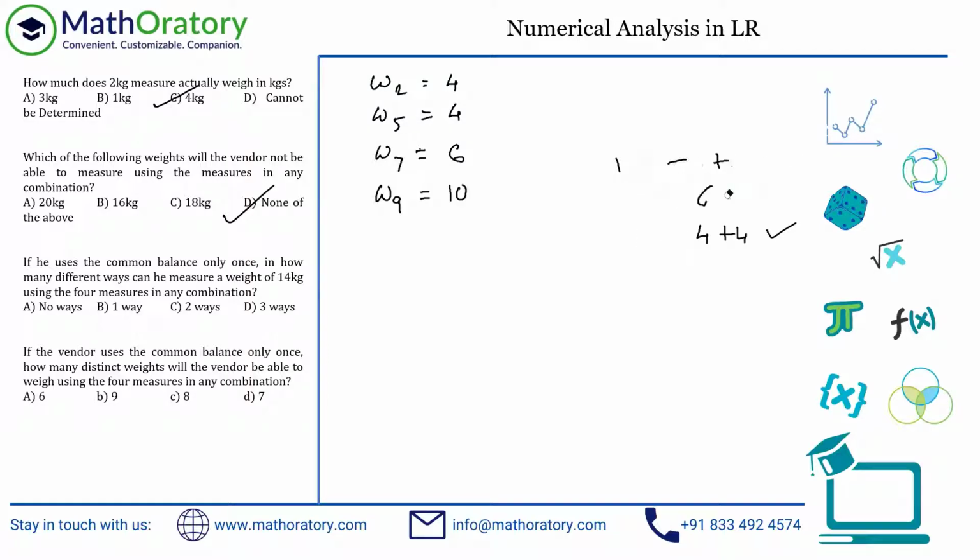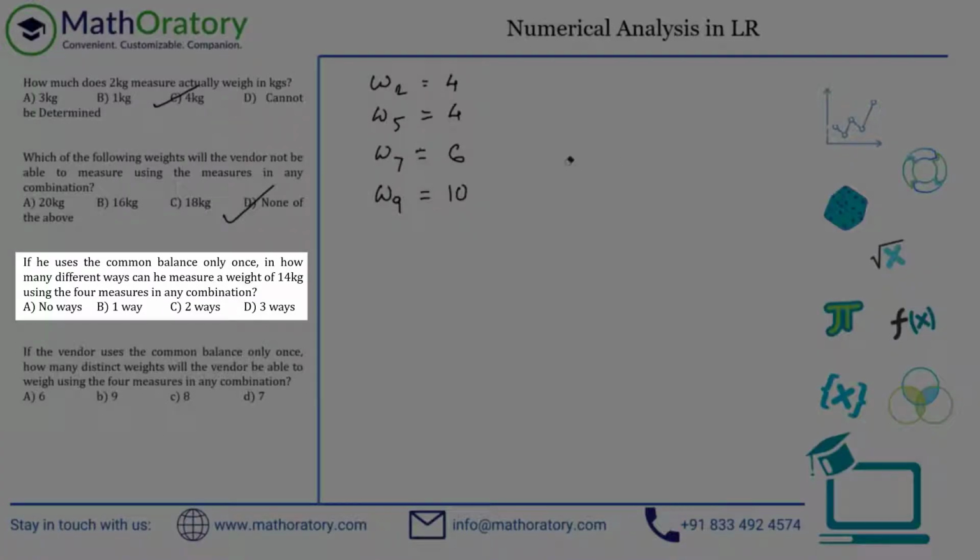Let me just take this off and move to the next one. Next question is asking, if he uses the common balance only once, in how many different ways can he measure a weight of 14 kilo using the 4 measures in any combination?